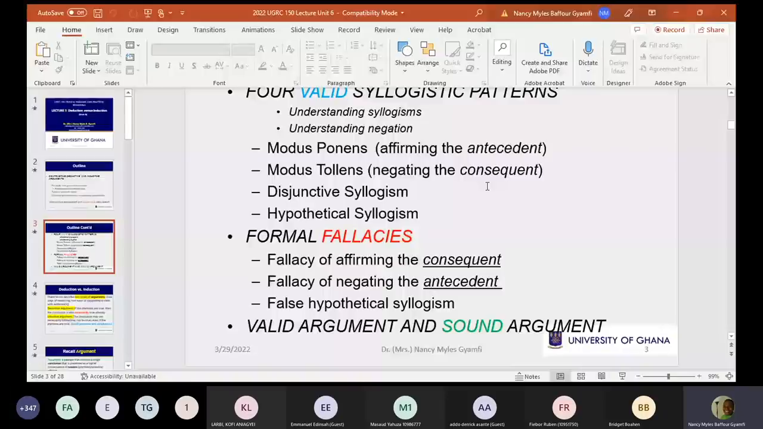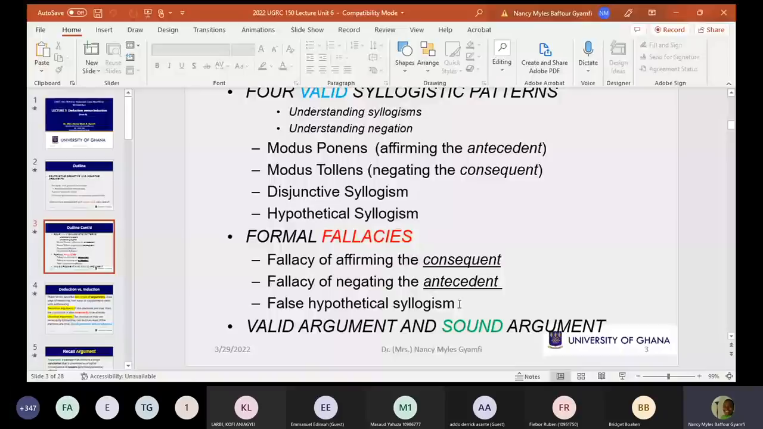But this one doesn't negate the consequent in the premises. See, it is rather negating the antecedent. That's fallacious. Formally. Then we have the false hypothetical syllogism. In fact, there is also the false disjunctive syllogism, but the textbook doesn't touch on it. You see that, so I didn't put it there.